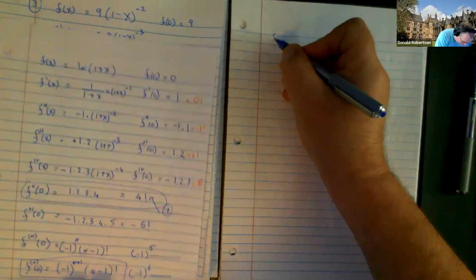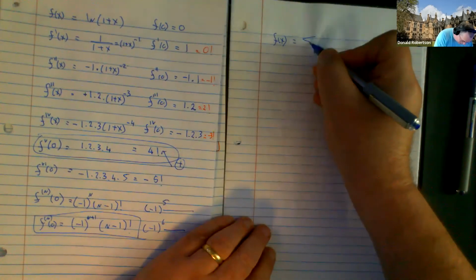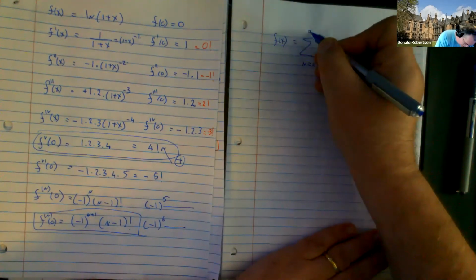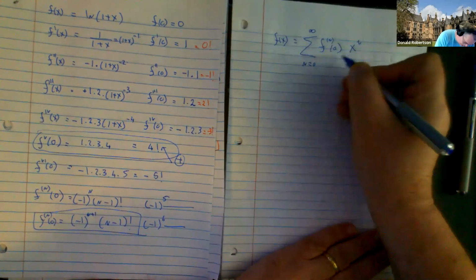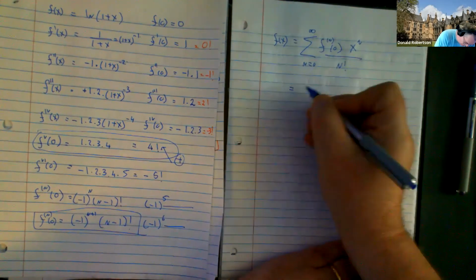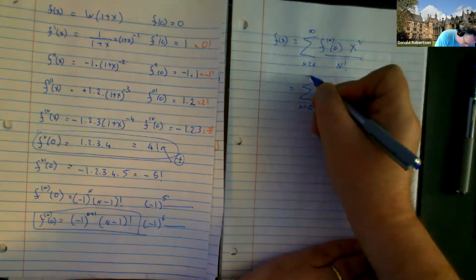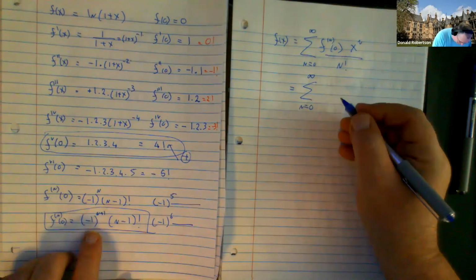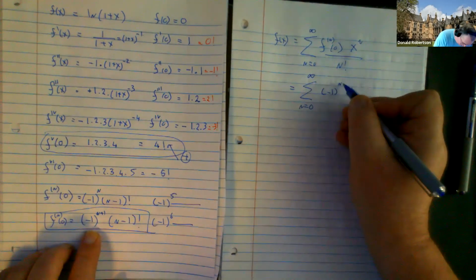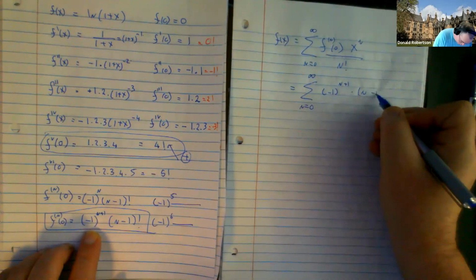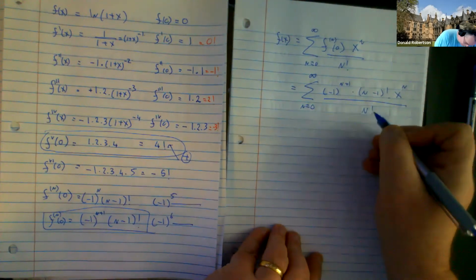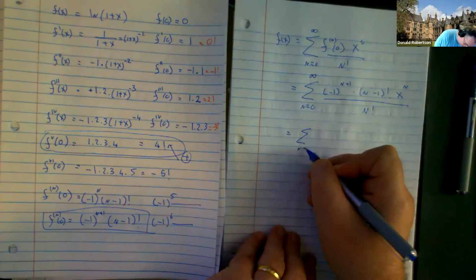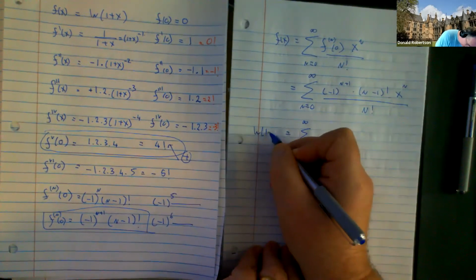So we put this package together then, and so the original function, its complete Maclaurin series is the sum from n equals 0 to infinity of the nth derivative at 0, x to the n over n factorial. So it's going to be the sum from n equals 0 to infinity, the nth derivative was -1 to the n plus 1, n-1 factorial, x to the n, all over n factorial. Okay, let's make it pretty, and we are done.